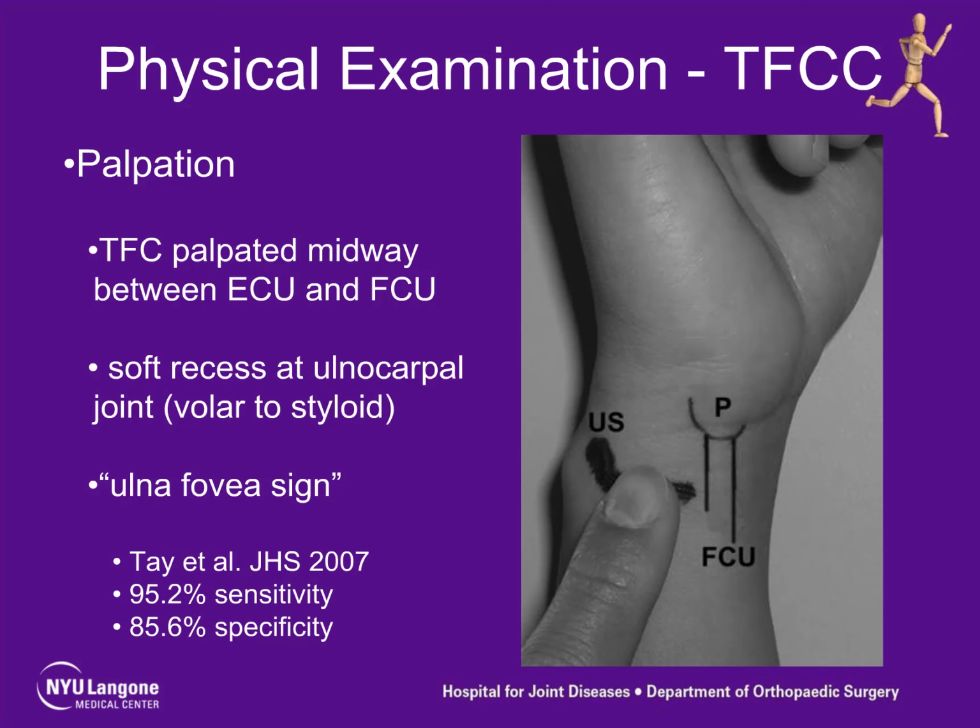So on the examination, Jacques mentioned this earlier, but the real key here for the TFC is the ulnar foveal sign. And the ulnar fovea is just volar to the ulnar styloid, so that US is the ulnar styloid. The ulnar styloid is dorsal on the ulna. And there's a little soft spot just volar to the ulnar styloid, and that's the ulnar fovea.